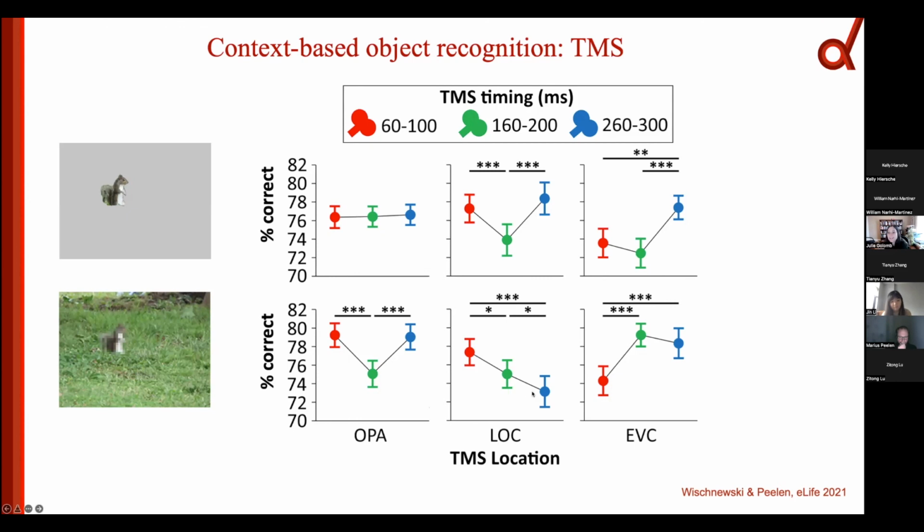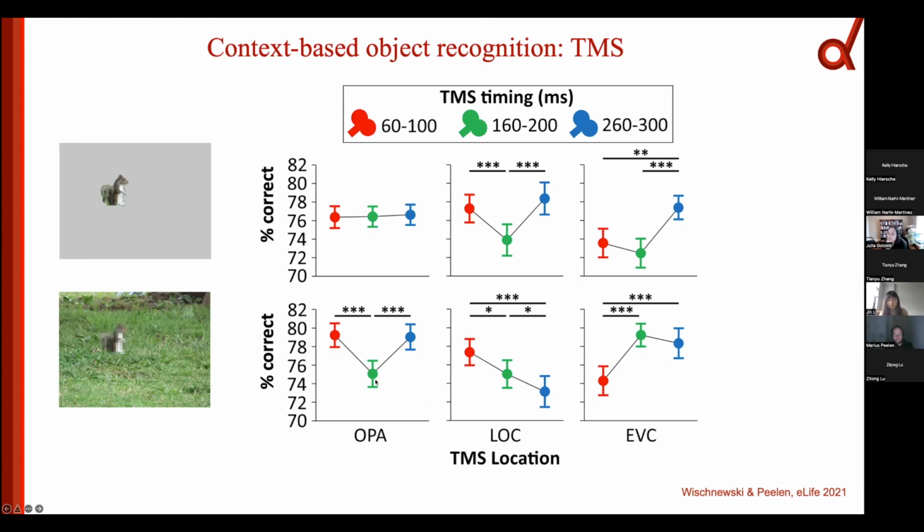I mean, clearly you predicted it and it does, but I thought that LOC is feeding back to the scene area. Isn't there also, is it LOC going back to OPA, or wouldn't you also maybe think OPA is projecting onto LOC? So is it asymmetric?